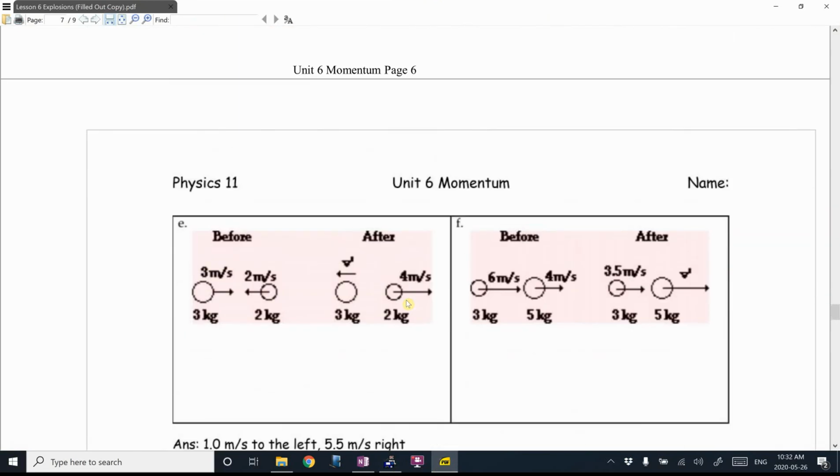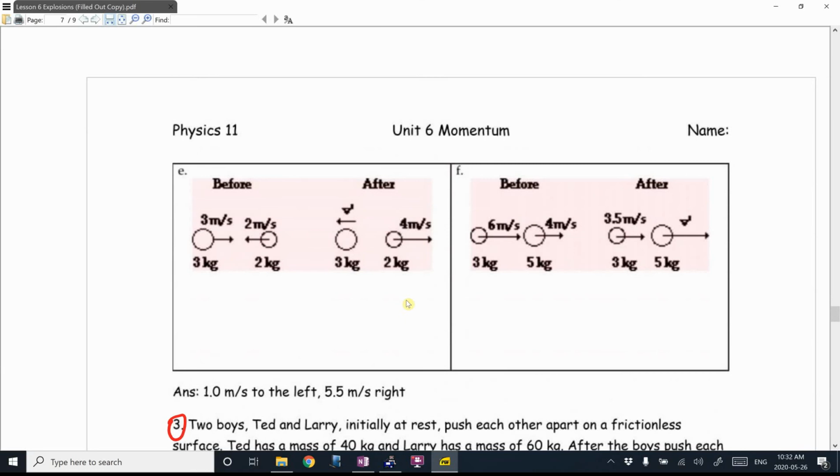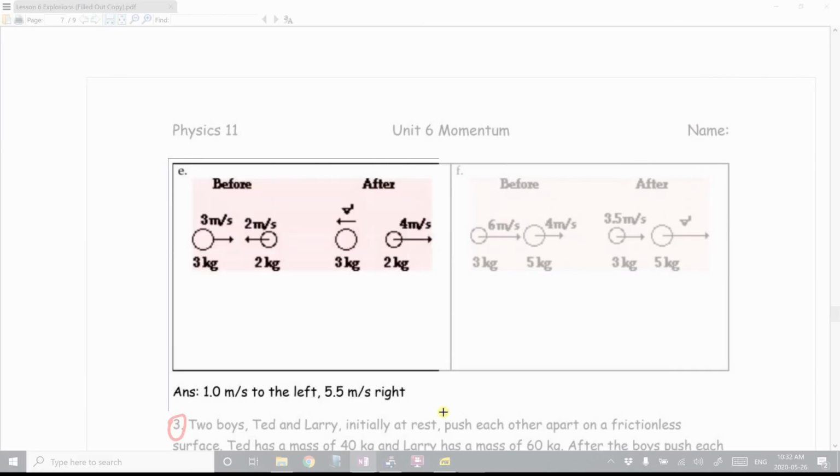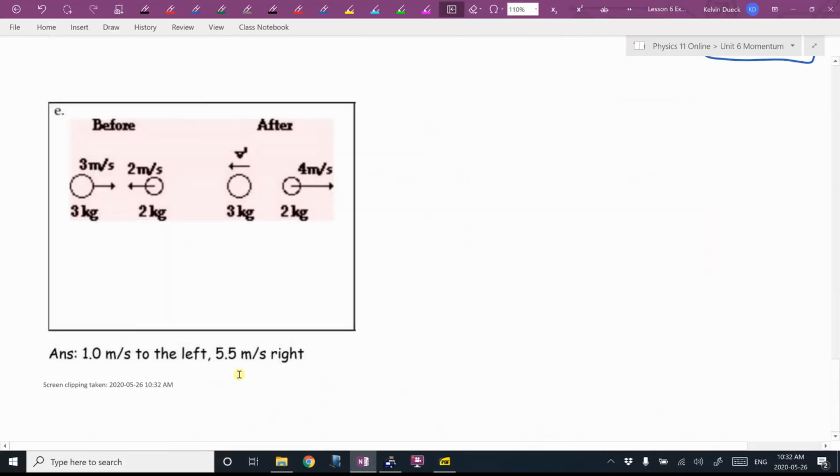Boy, did I give you a bunch of these. E. Ooh, now we have some changes in direction. I'll have to let one way be positive and one way be negative. Cool. Mass A, mass B. So the equation is going to be the same. Mass A, VA initial plus mass B, VB initial. Mr. Dueck, shouldn't there be a minus? The minus will show up when I put in the negative velocity.